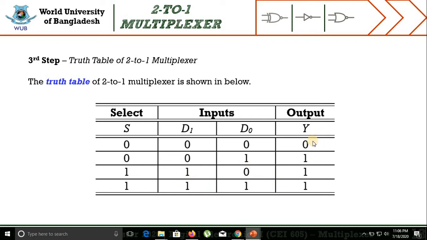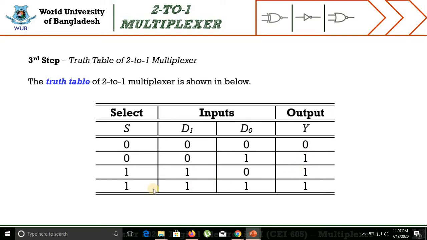Now come to the right section, which is named the output section and symbolized by capital Y. In that case we find just either 0 or 1. Now let's see what this truth table gives us. First, when the select line is 0, the combination of inputs is 0 0. In that case we find the output 0. Next, the second combination: the select line is also 0, like the previous stage, and the input combination is D0 is 1 and D1 is 0. In that case we find the output is 1.